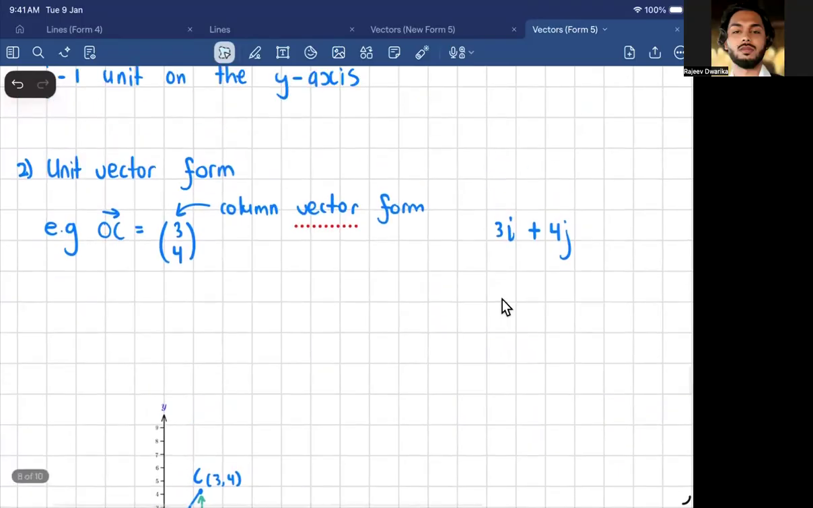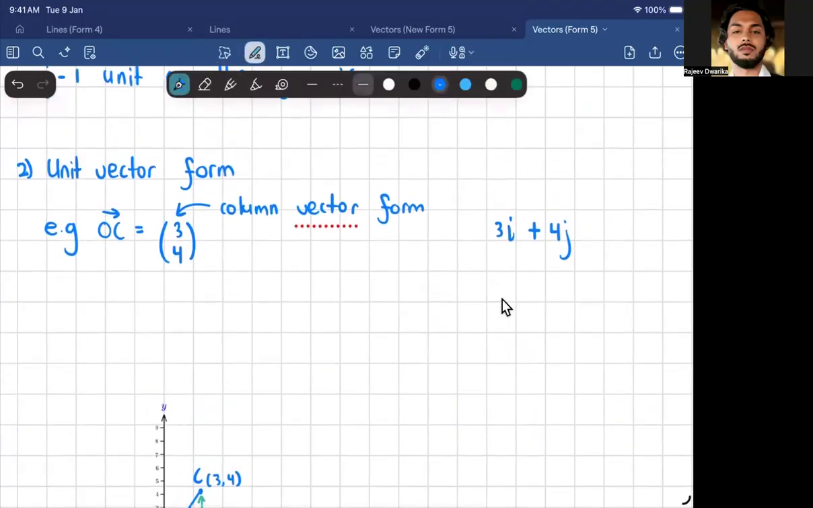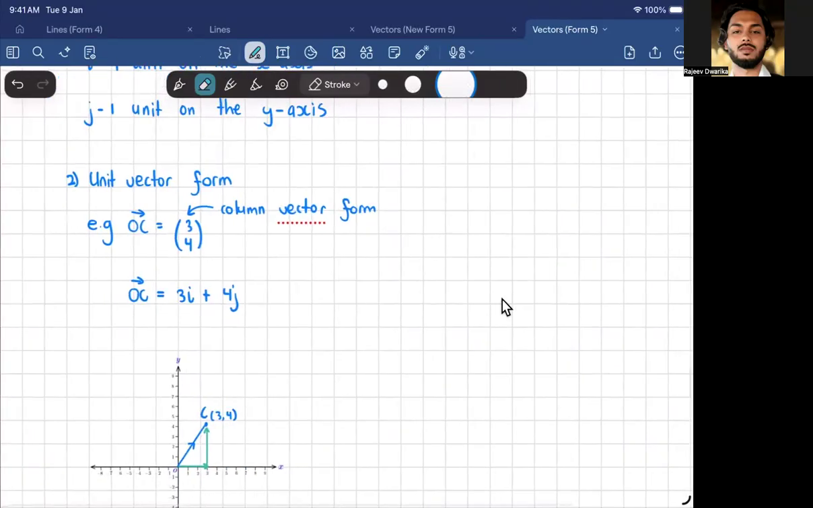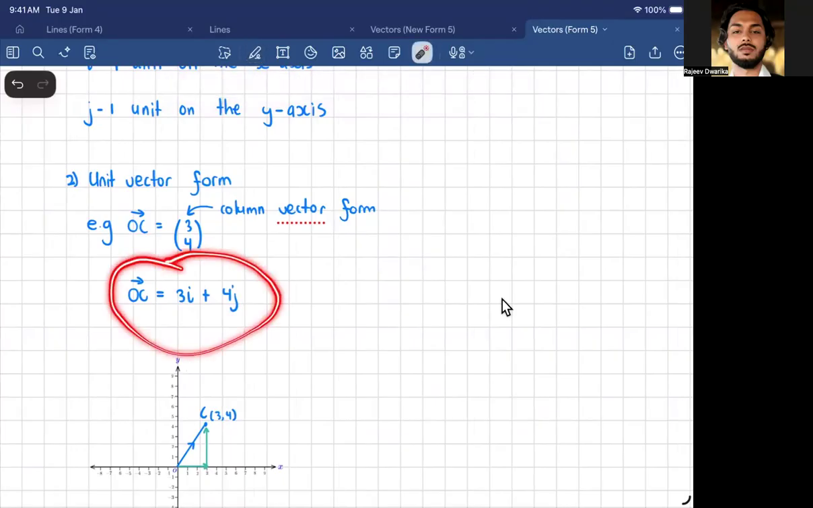So this will be the column vector form, and simply this will be the unit vector form. So I would say O to C could also be written as 3i plus 4j. This is the unit vector form. Tell me something, Sky. Would I call O to C a unit vector?